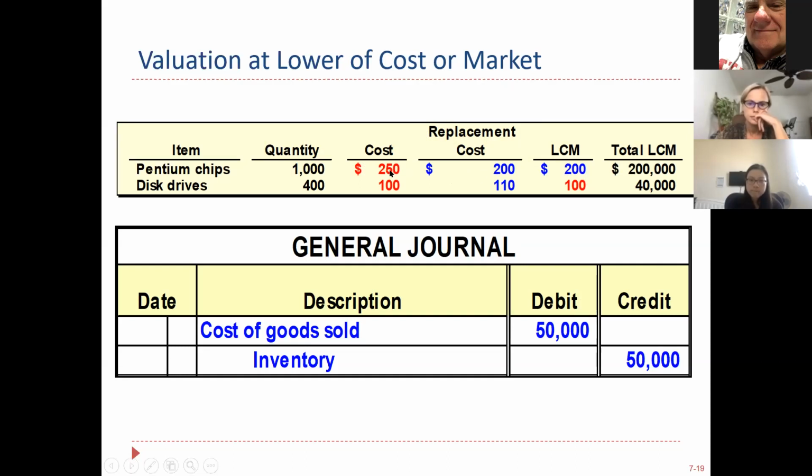What's lower here, Callie? Cost or market? Which is the lower number? Cost. So we have to change this 250 to 200. So we have to now say our inventory should be 1,000 times 200, 200,000. You see that, Kate? Cost was 250. The market price or replacement cost is only 200. So we have to recognize a loss of $50 on every one of those.